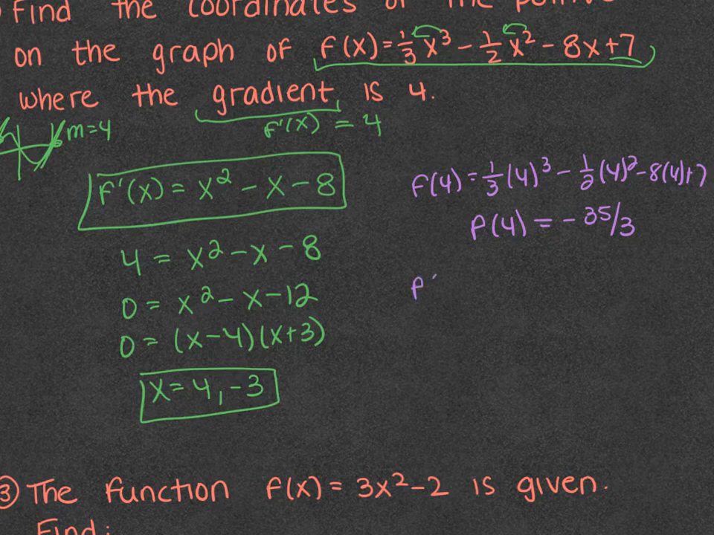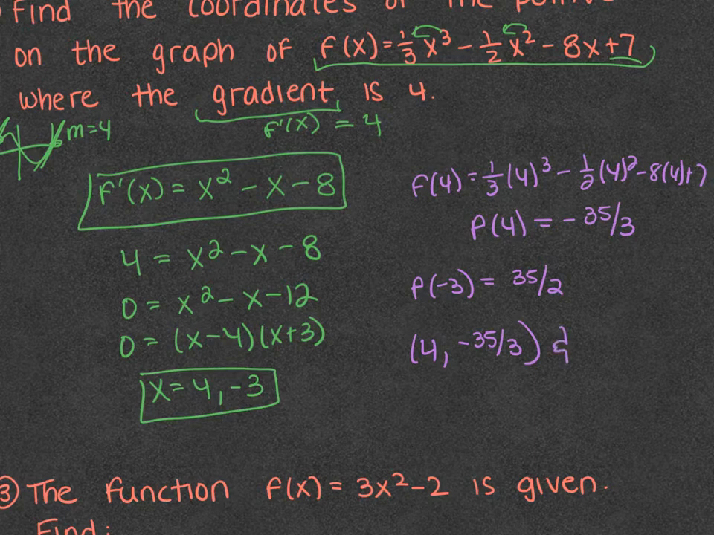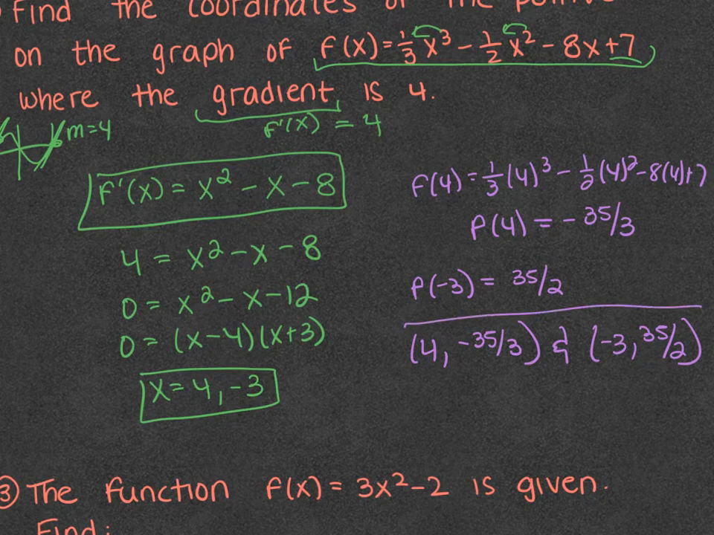If we do the same thing with negative 3, we plug it all in and it comes out to 35 over 2. So our coordinates would be 4 comma negative 35 over 3 and negative 3 comma 35 over 2. So always make sure you follow what they're asking for.